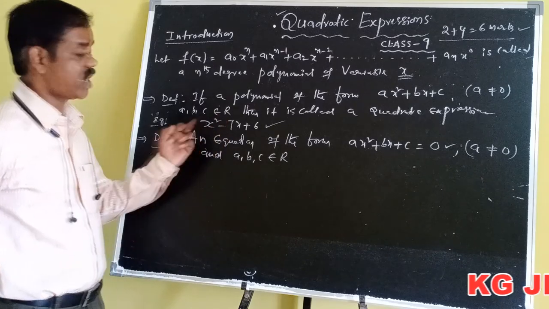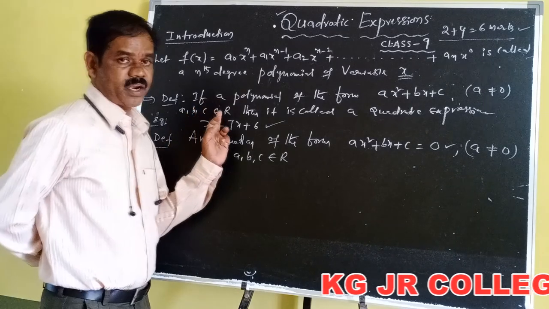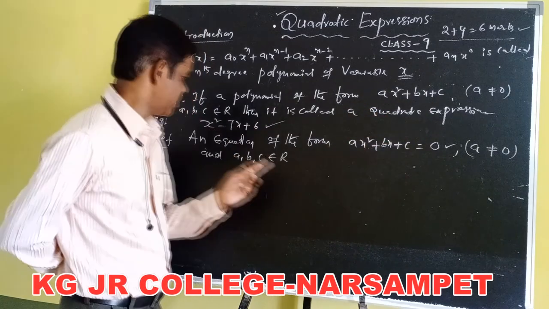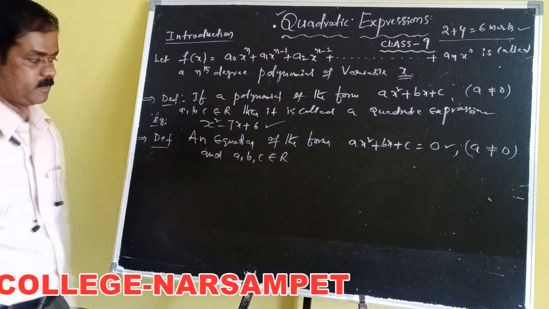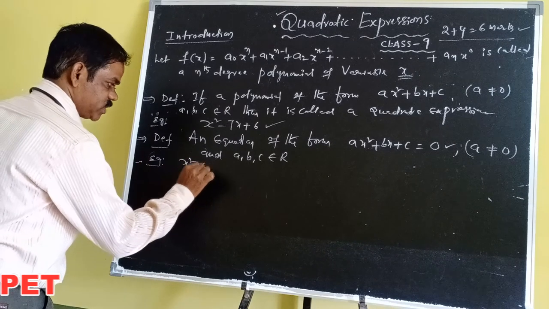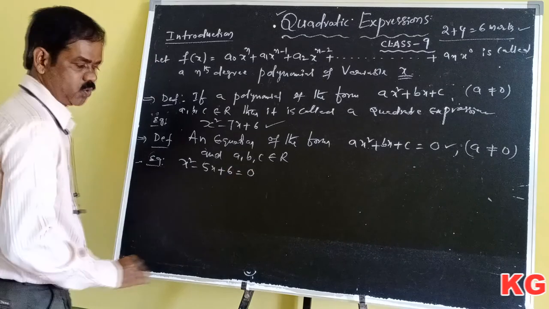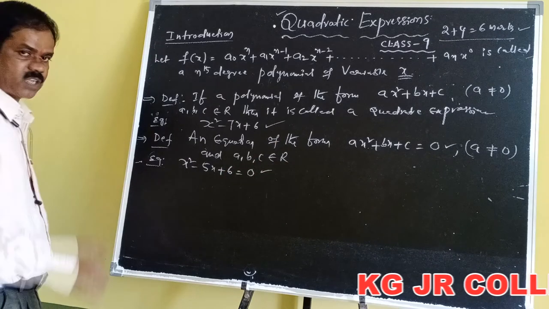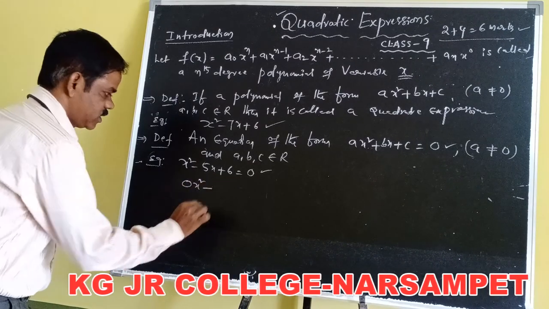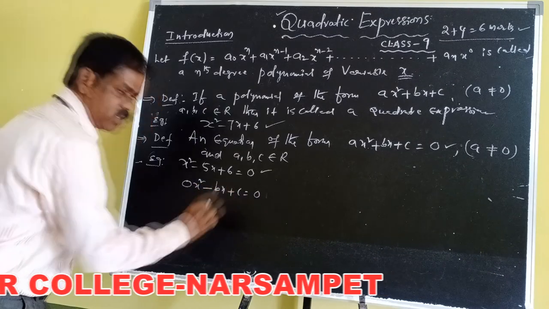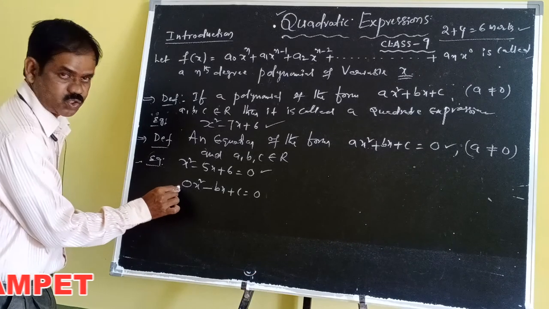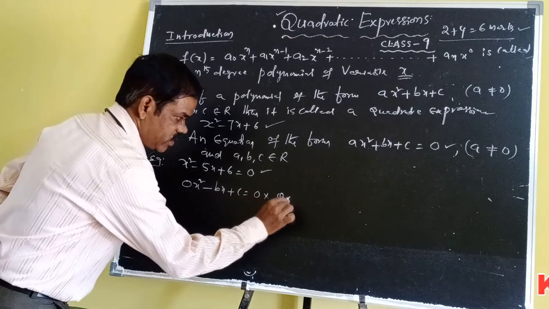What is the difference between a quadratic expression and a quadratic equation? A quadratic expression is of the form ax square plus bx plus c. Whenever it is equal to 0, it becomes a quadratic equation. For example, x square minus 5x plus 6 is equal to 0 is a quadratic equation. Suppose I take 0 x square minus bx plus c is equal to 0. No, it is not a quadratic equation, because the x square coefficient is equal to 0.